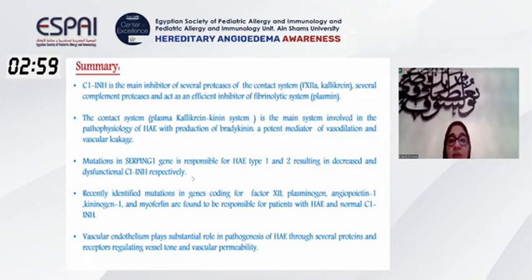Recently identified mutations in the genes coding for factor 12, plasminogen, angiopoietin 1, kininogen 1, and myoferlin are found to be responsible for patients with hereditary angioedema with normal C1 inhibitor. Vascular endothelium plays a substantial role in the pathogenesis of hereditary angioedema through several proteins and receptors regulating the vessel tone and vascular permeability, and this is a very good point of interest and further research to detect a specific mechanism of this disorder.